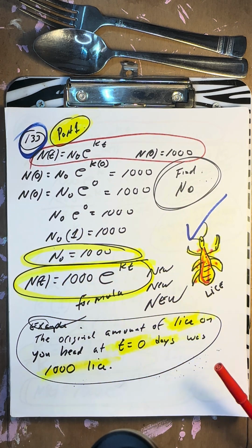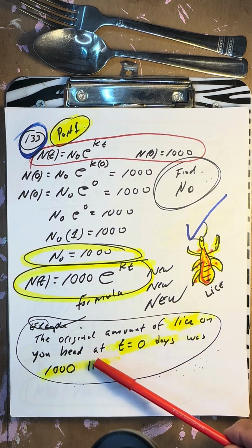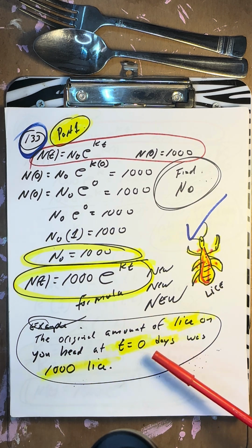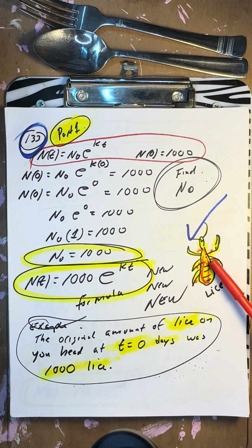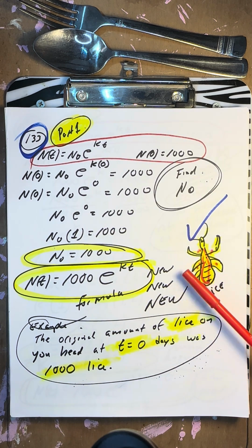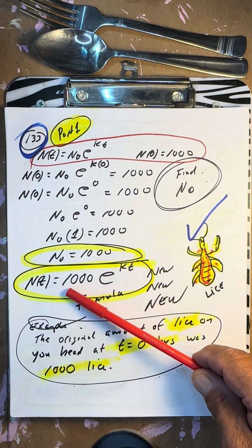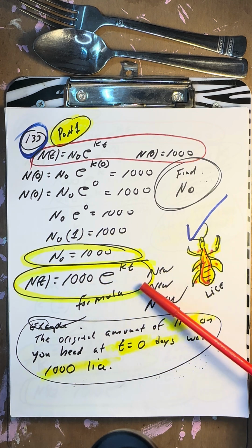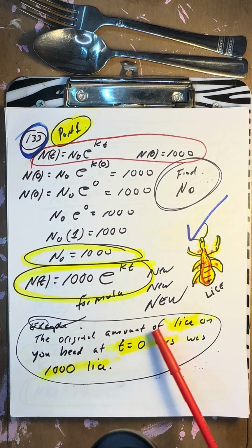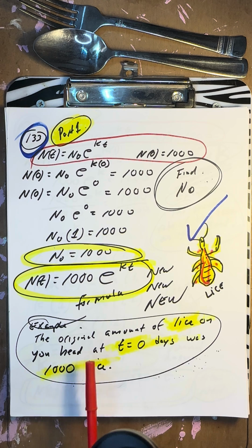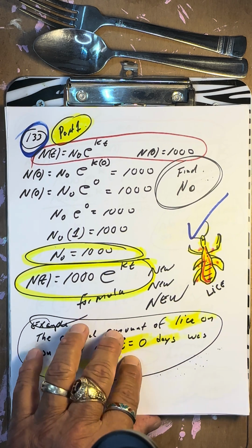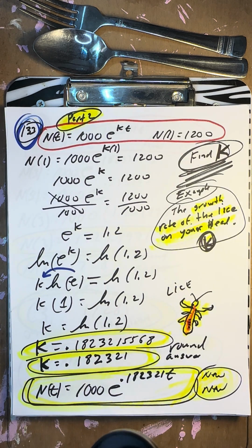Okay? So the original amount of lice in your head at t equals 0 days was 1,000. These are lice. This is a big lice picture. So N of t equals 1,000 e to the kt. There it is. The original amount of lice in your head was 1,000 at time equals 0. Now, what's going to happen in the future? After 1 day, N of 1 is 1,200.